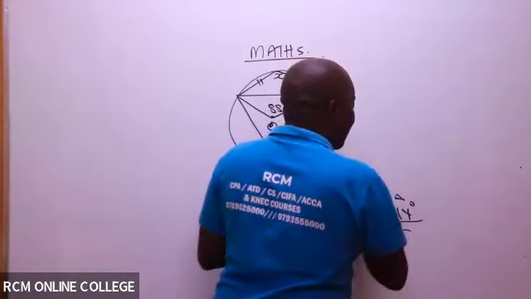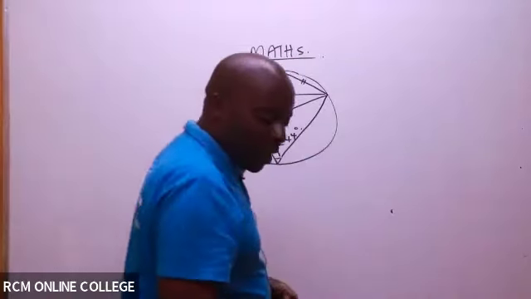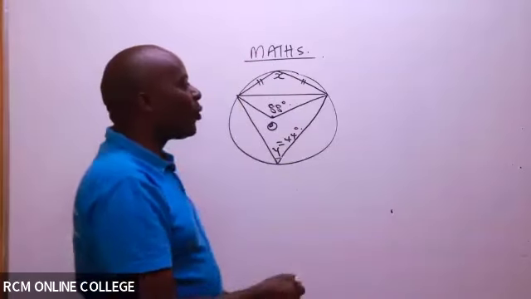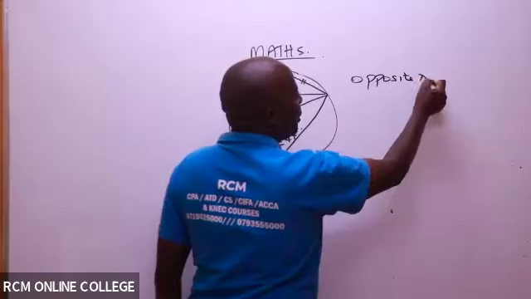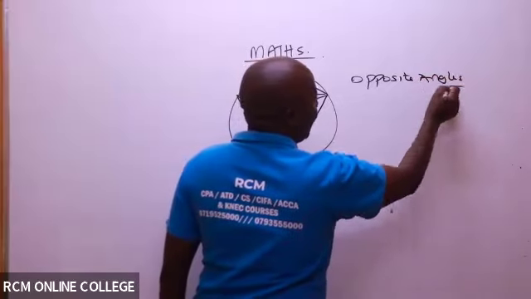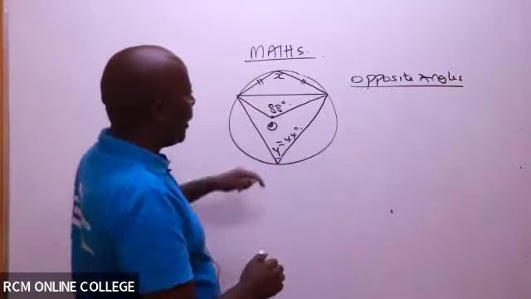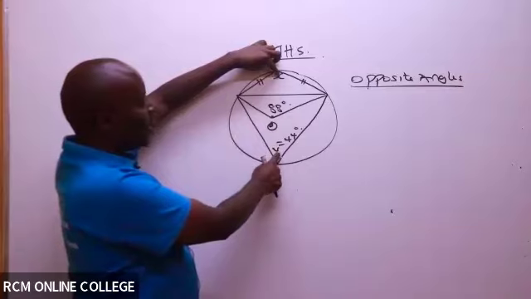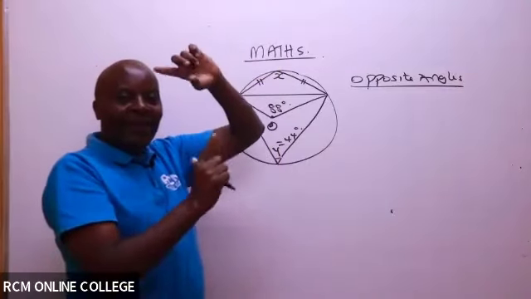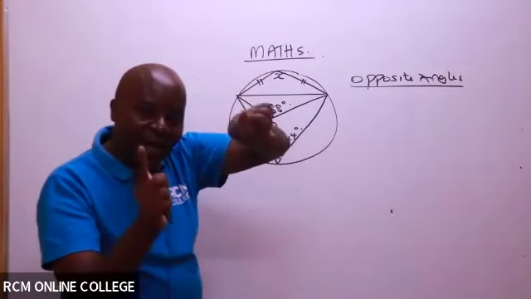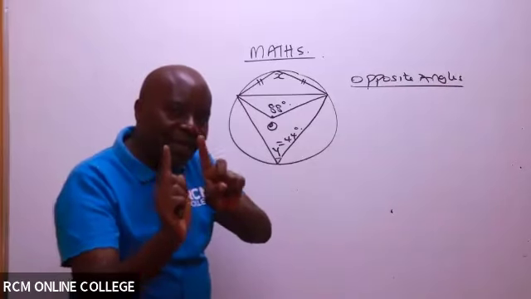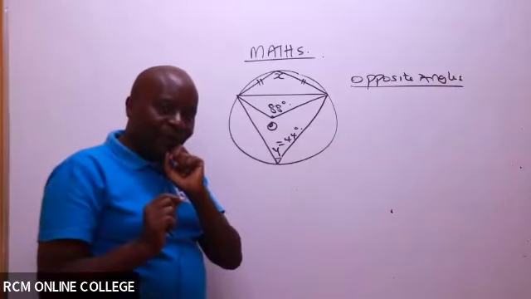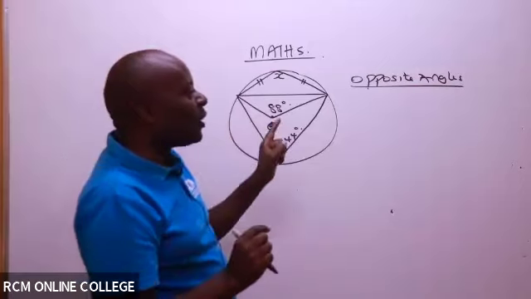Then we have another rule, the rule of opposite angles. Opposite angles of a quadrilateral. Like now we have this and this. They are opposite. Whenever you add the opposite angles, they must always give you a total of 180 degrees. That is the concept of opposite angles.